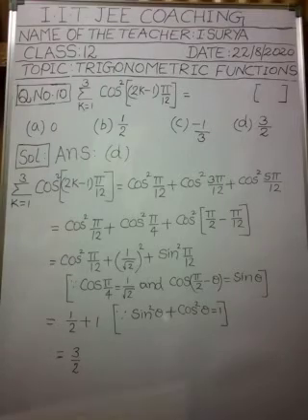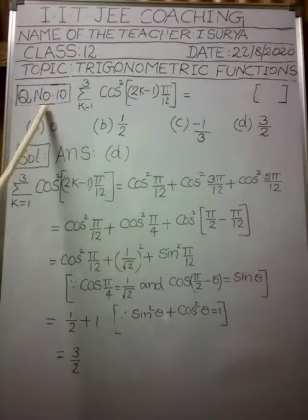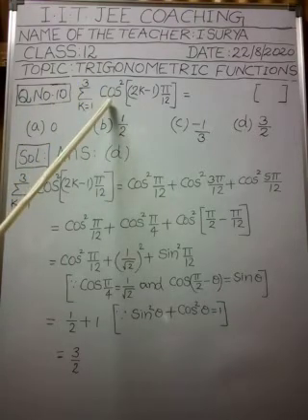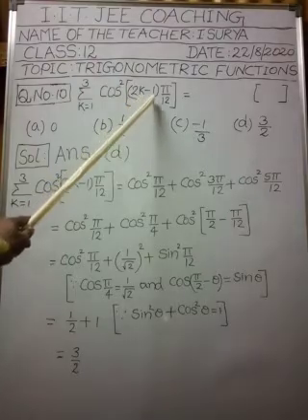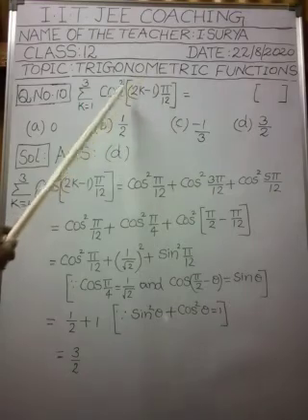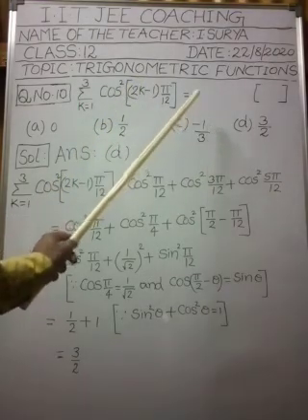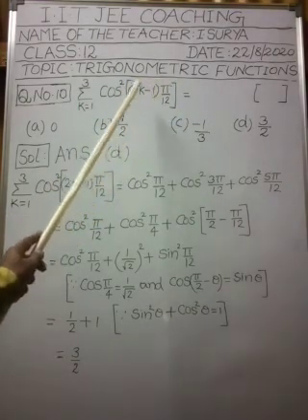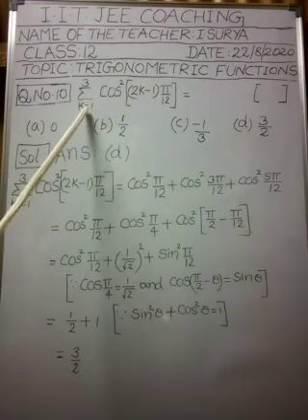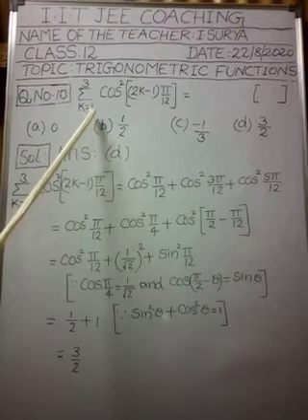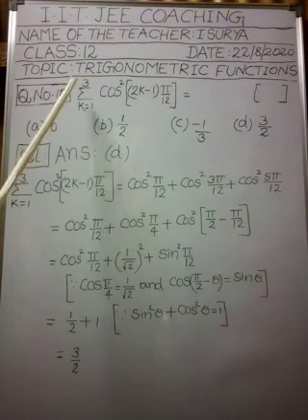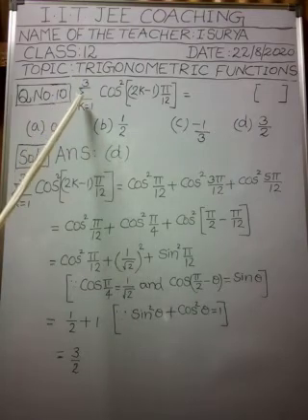Now come to the next question. Question number 10. Sigma k is equal to 1, 2, 3 cos square of (2k minus 1) into pi by 12 is equal to. We have to find the value of this expression. But here the expression is given in the short form by using the sigma symbol. Sigma means summation of terms. This sigma symbol stands for sum of the terms.